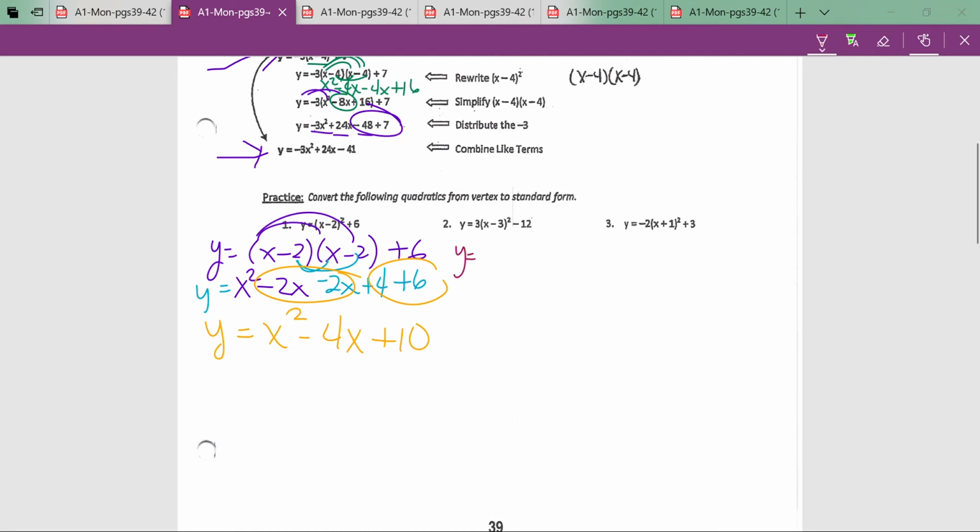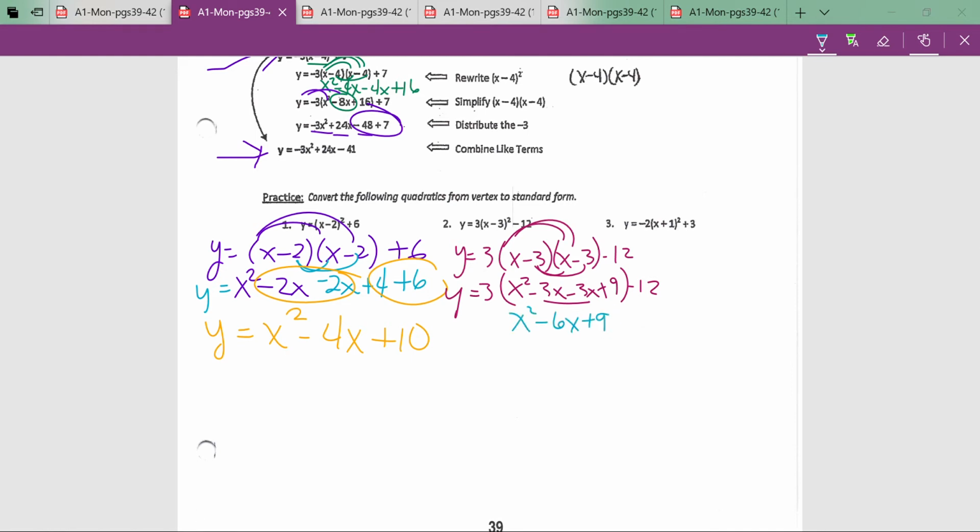So we do have a number in front, so watch out for that. We put what's inside the parentheses twice. Alright, and then we're going to do FOIL: x times x, x squared, x times negative 3, negative 3x, negative 3 times x, negative 3x, and negative 3 times negative 3, positive 9. Keep it in the parentheses because we have a 3 in front of those parentheses. Combine these two. It's easier if you simplify first before you distribute. And then distribute that to the end.